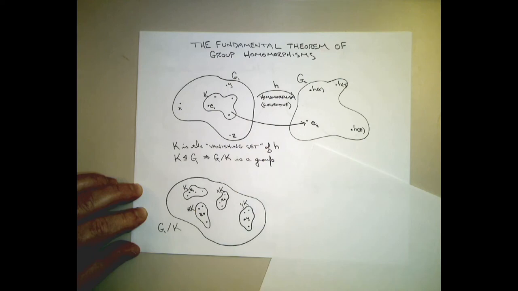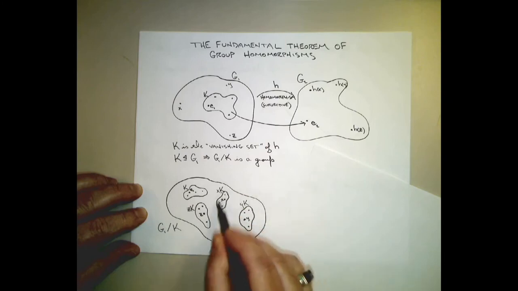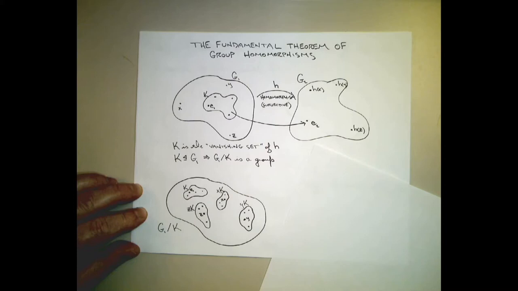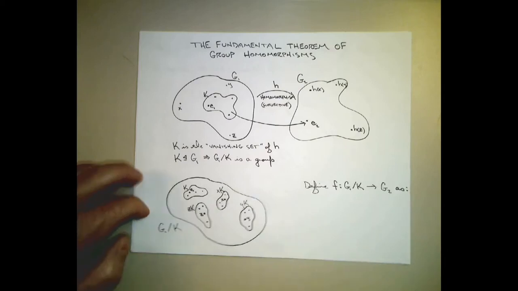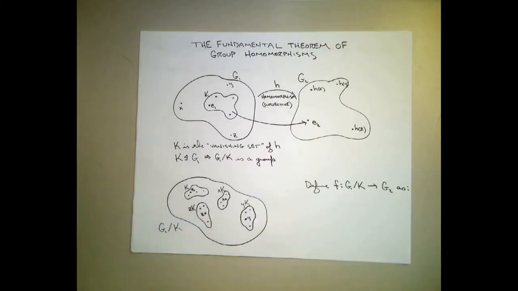Which function would you pick? What seems to be a natural one to try? Where would you send, for instance, K? In other words, where would you send this coset that contains E1 to G2? Where would you send the coset that contains X? What seems to be a reasonable place to send that in G2? Just think about that for a moment. How would you define a function f from G1 mod K to G2 that you think just might turn out to be an isomorphism?